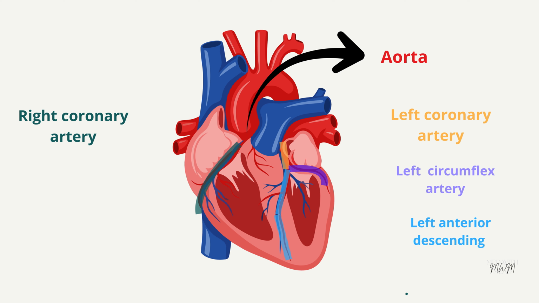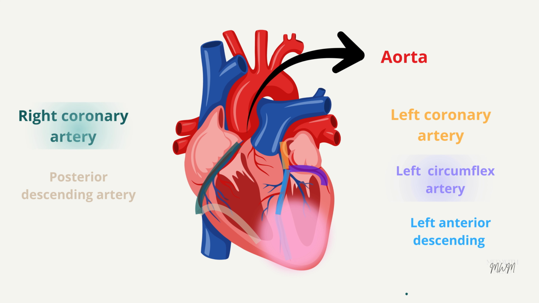Now, the right coronary artery supplies the right side of the heart and gives off a branch called the posterior descending artery. A blockage there leads to a posterior infarction. Inferior infarctions, on the other hand, can come from either a blockage in the left circumflex or in the lower branches of the right coronary artery.